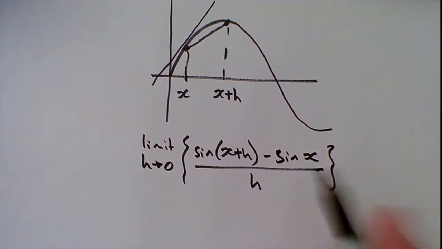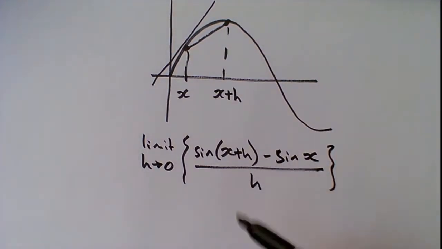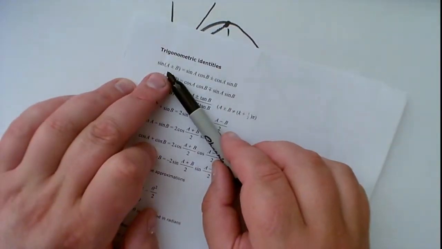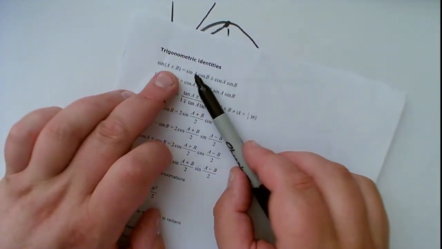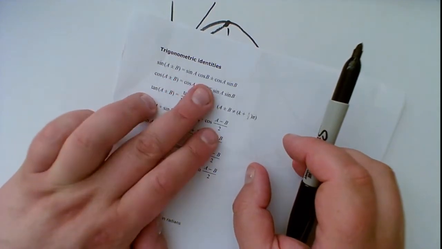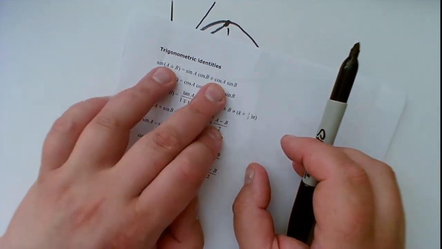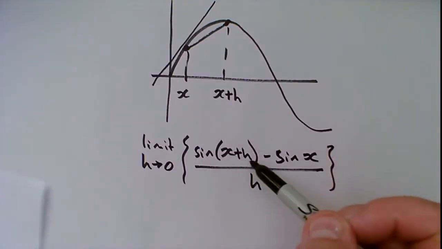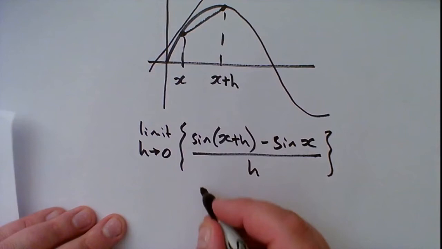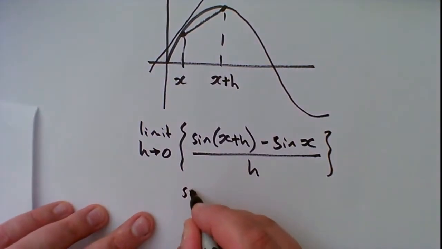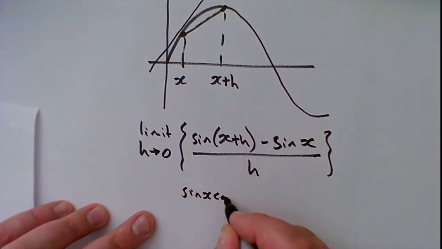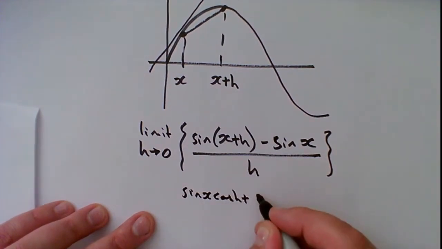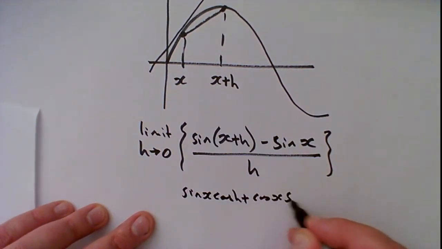Okay, and then I can start doing a few bits and pieces with it. This is not very nice, these angles being like that. However, just going back to that trigonometry, you have got sine a plus b. You've got a formula there: sine a cos b, plus, it's the same, plus minus, cos a sine b. So I can apply that formula to this little part of it here. So that would be equal to sine x cos h plus cos x sine h.